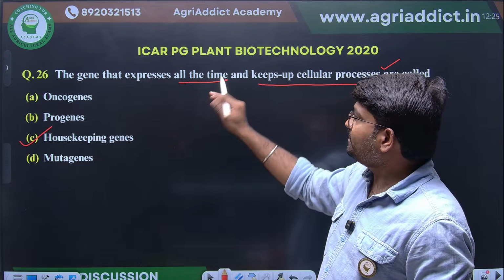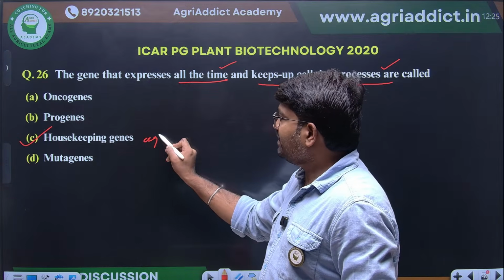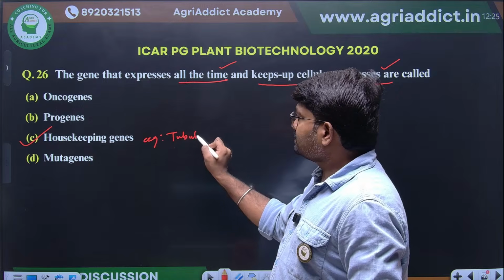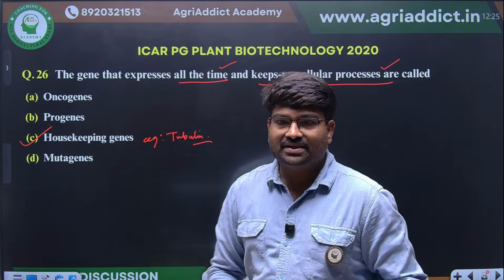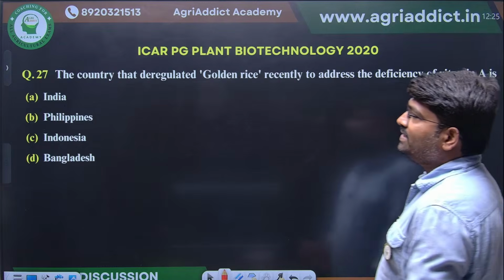Housekeeping genes are expressed all the time. For example, we can say tubulin genes. These tubulin genes will be expressed all the time. This is one example of a housekeeping gene.